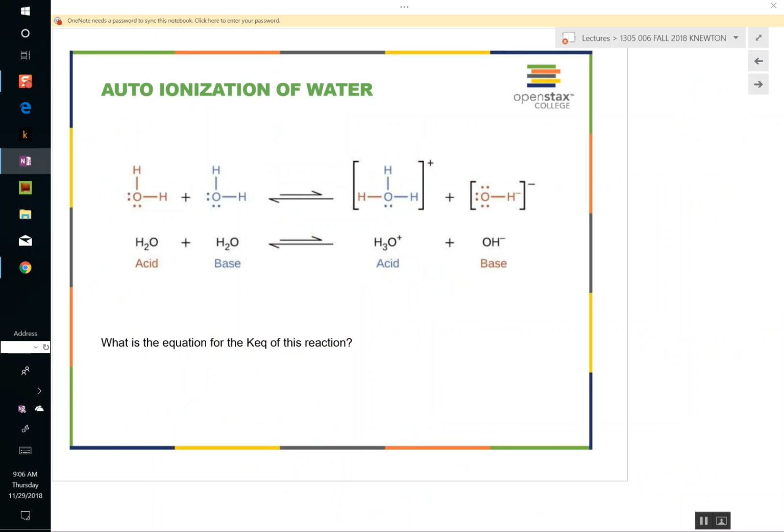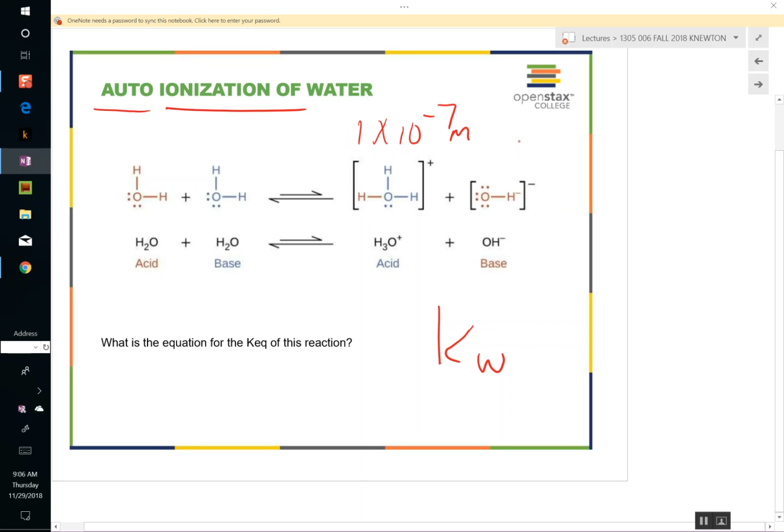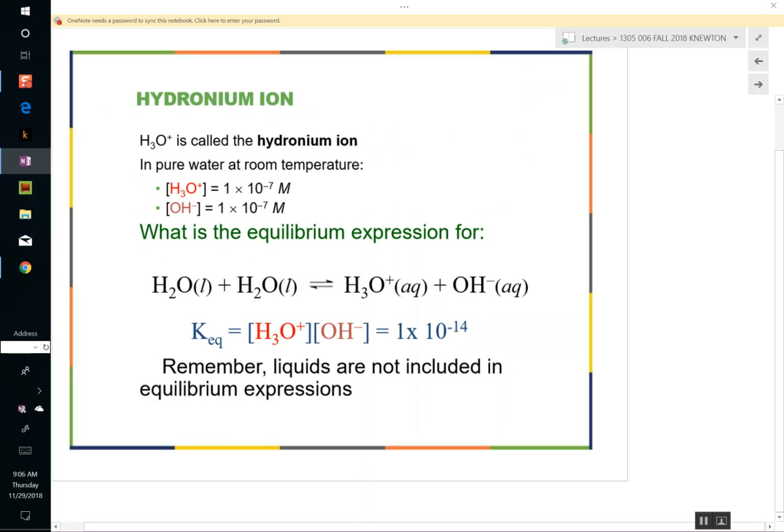This is just going back to this KW term, the auto-ionization of water. A little bit of water auto-ionizes. You get 1 times 10 to the minus 7th molar of this, and 1 times 10 to the minus 7th molar of this. So 1 times 10 to the minus 7th moles of water per liter of water auto-ionizes.